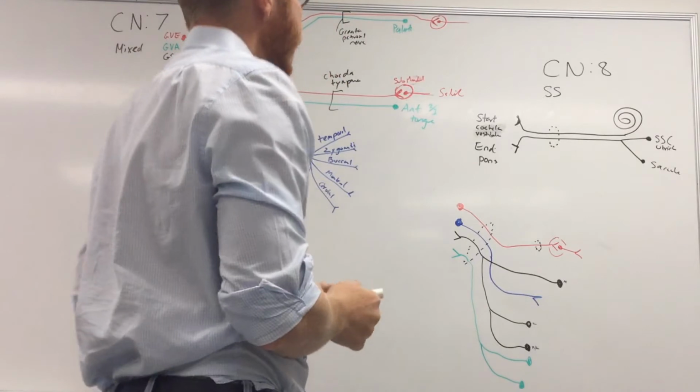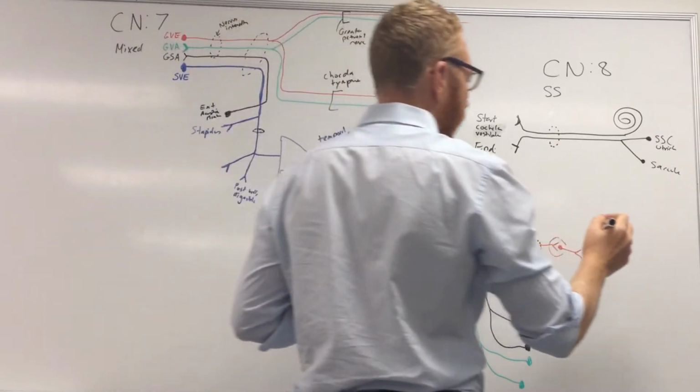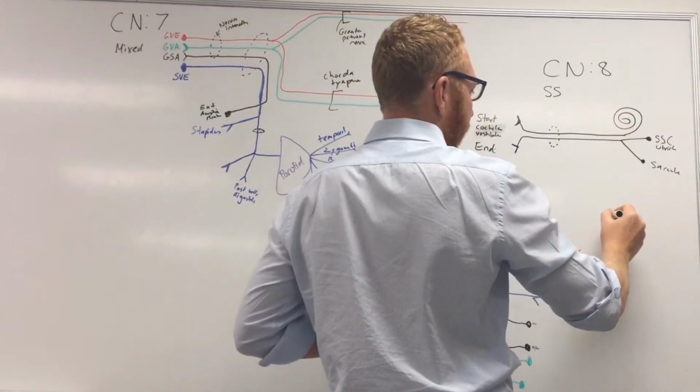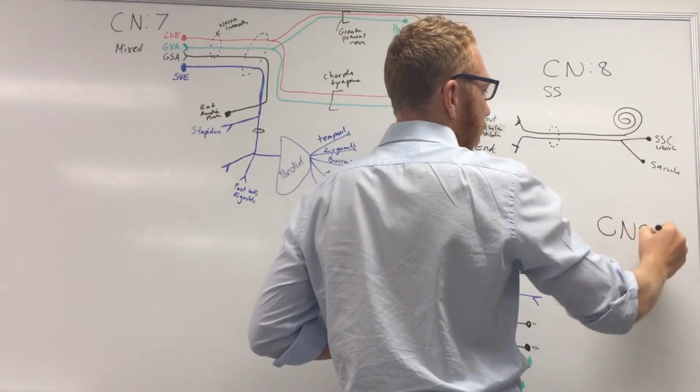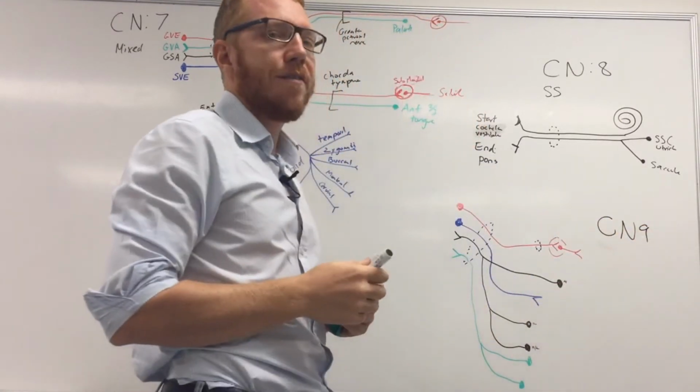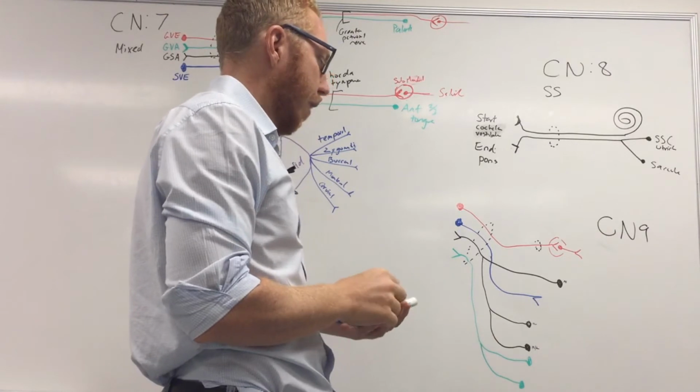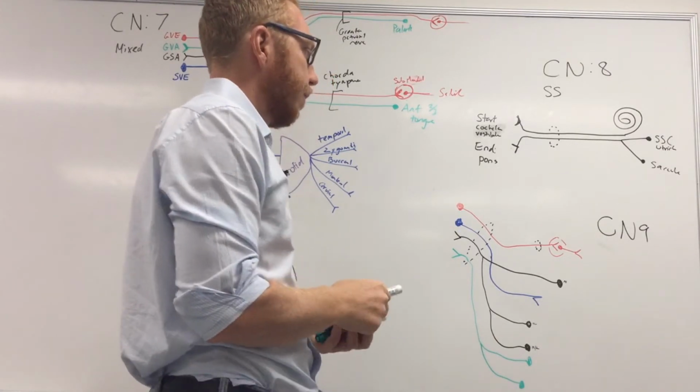Which leaves us to the next nerve. This one's a bit harder than the 8th. This is cranial nerve number 9, what we call glossopharyngeal. And again, the name should help you to tell you what it does.